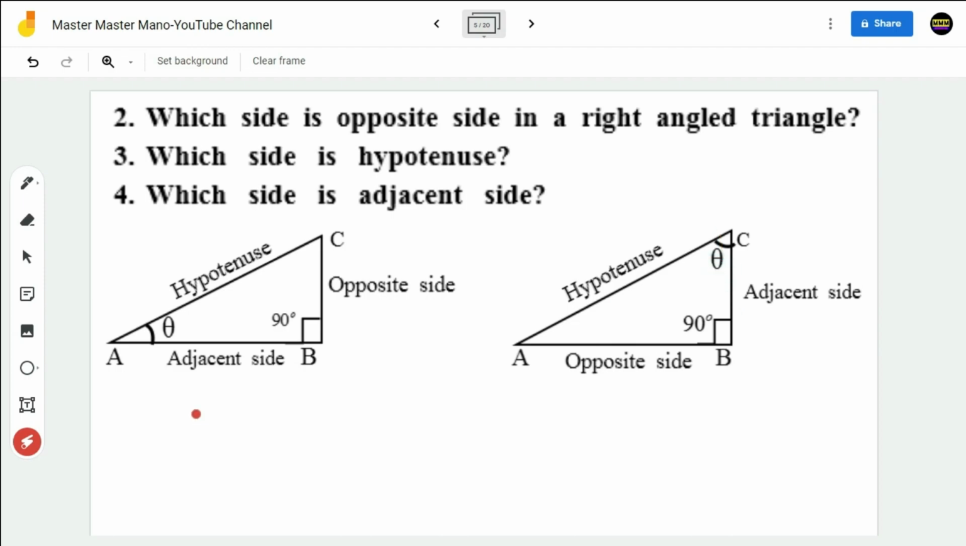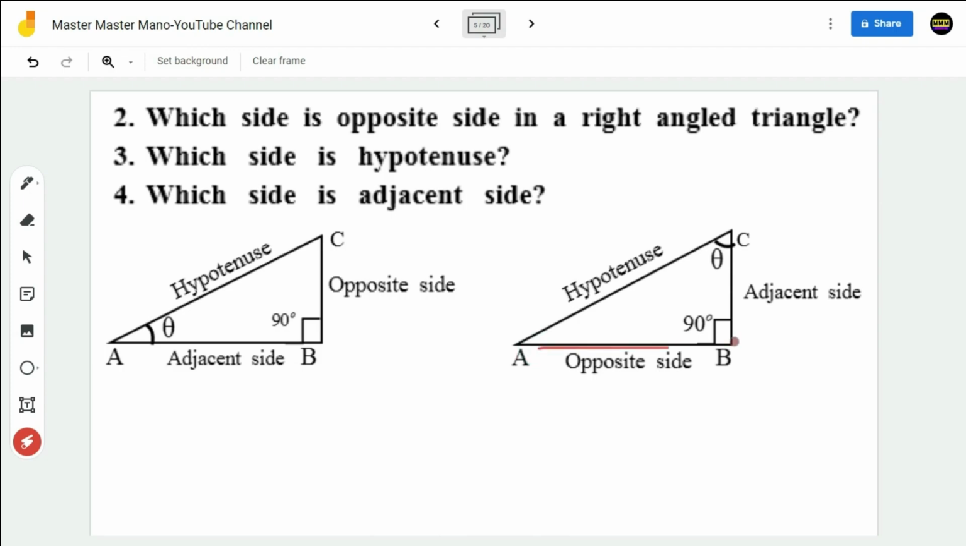Now we shall see the name of the side for this right angled triangle ABC. We have to learn that the side opposite to theta is the opposite side, that is the side BC is the opposite side. Then the side opposite to 90 degree is the hypotenuse, that is the side AC is the hypotenuse. After naming the opposite side and the hypotenuse, the third side AB is the adjacent side in this right angled triangle.